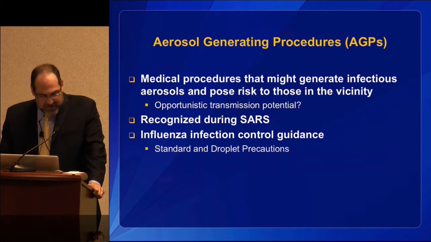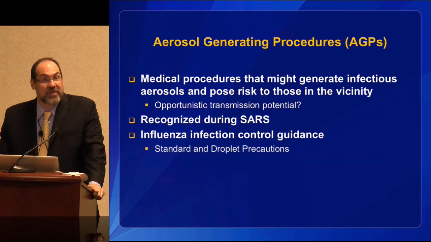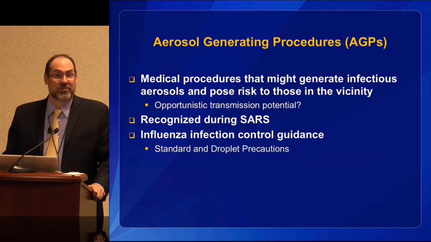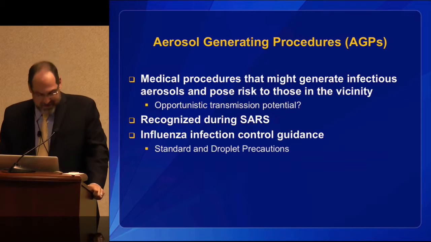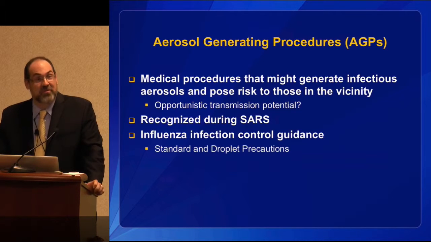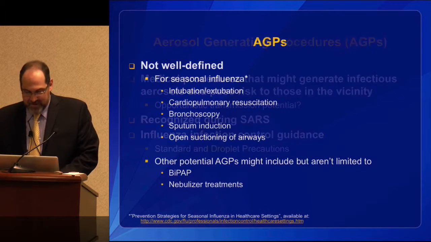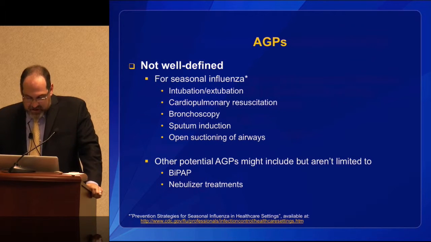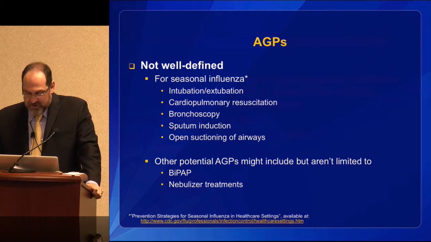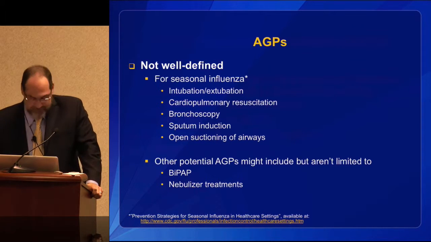So seasonal influenza and recommendations for infection control are a great example to demonstrate this point. We obviously recommend standard and droplet precautions. This prevents transmission of seasonal flu. However, for aerosol-generating procedures, we recommend wearing N95 respirators. A list of procedures to consider aerosol generating for flu patients is listed here on this slide.